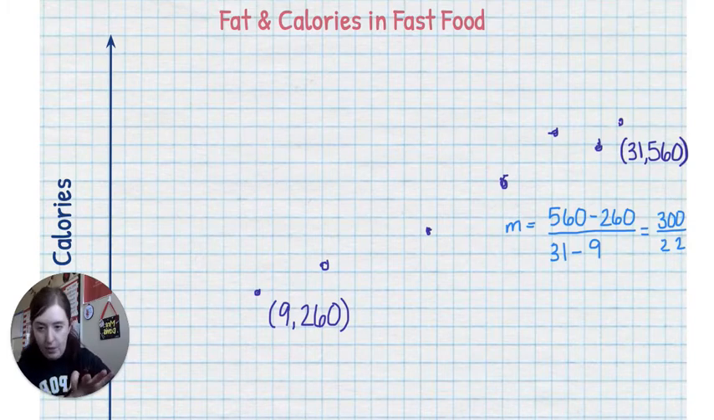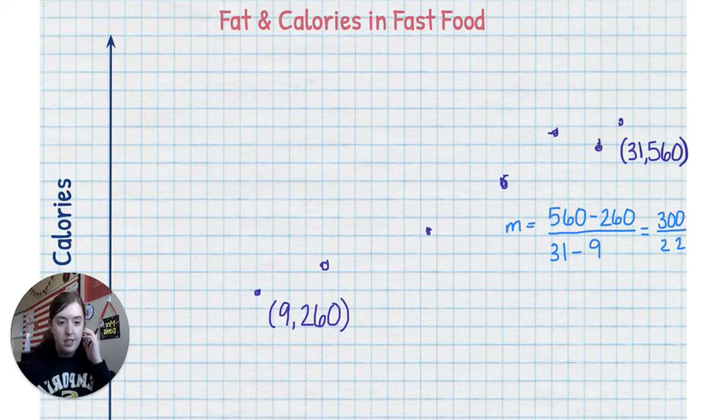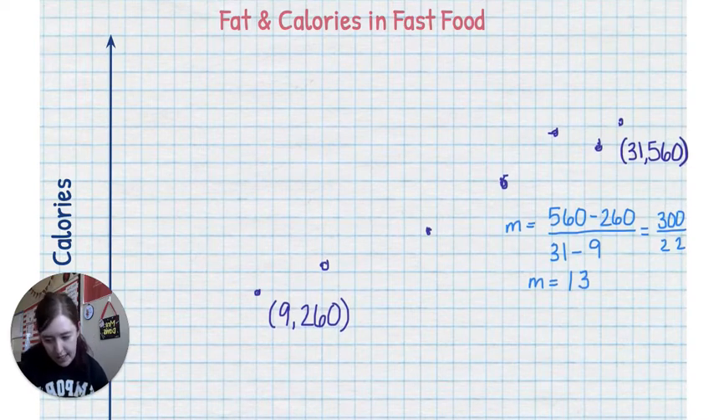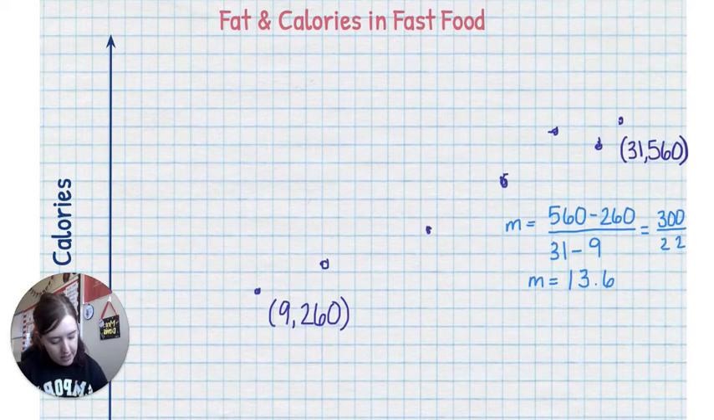Now, you don't know this yet, but in a few minutes we're going to be comparing this answer to something we get with a computer. I would like to have this as a decimal because that's how the computer is going to give it to us, and I'd like to be able to compare. So I'll take 300 and divide it by 22 in my calculator, and I end up with about 13.6 for the slope.